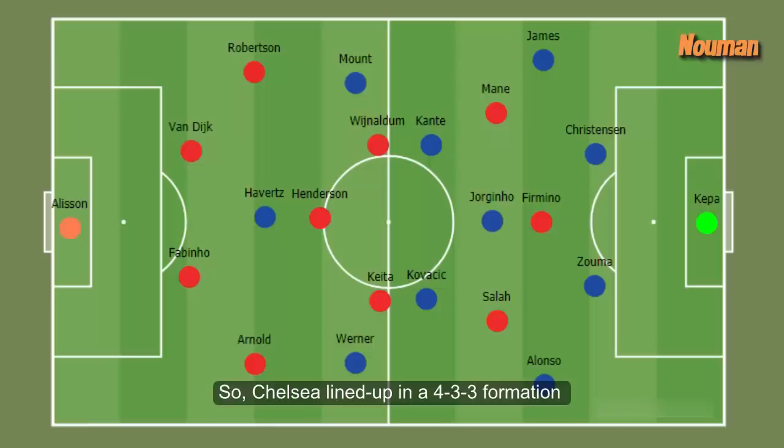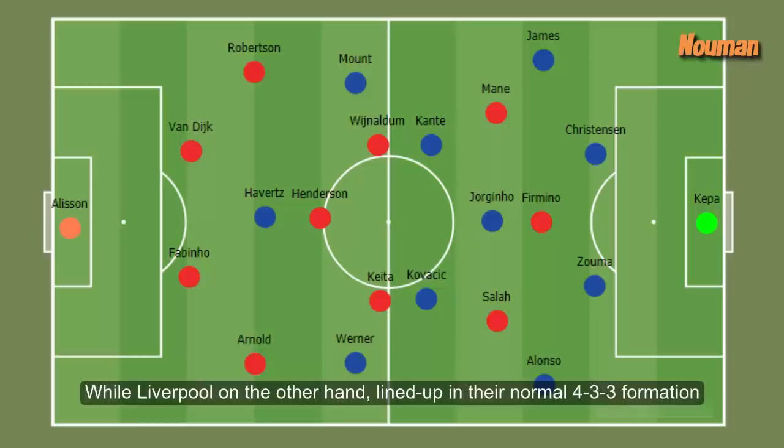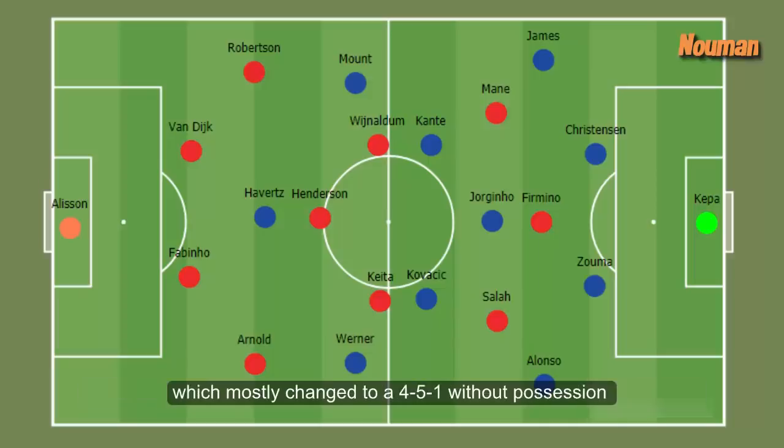So Chelsea lined up in a 4-3-3 formation with Kai Havertz playing at the number 9, or more like a false 9 position, with the freedom to drop in the midfield with possession. While Liverpool, on the other hand, lined up in their normal 4-3-3 formation, which mostly changed to a 4-5-1 without possession, with both Mohamed Salah and Sadio Mane dropping in the midfield without the ball.